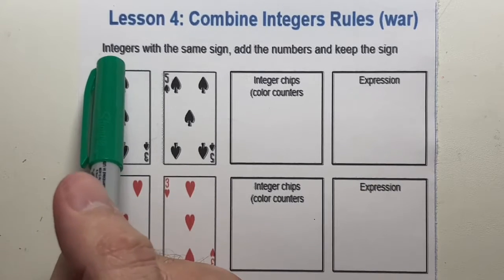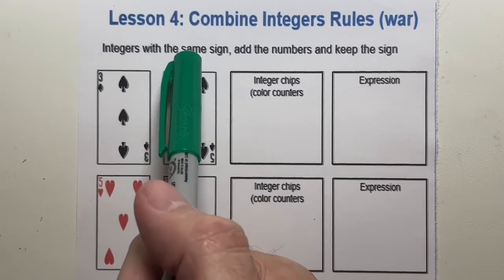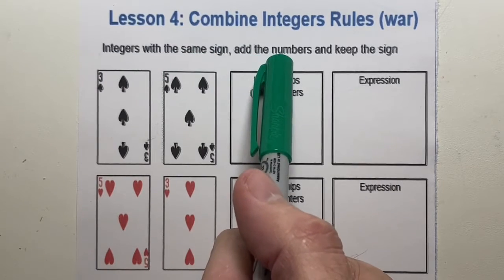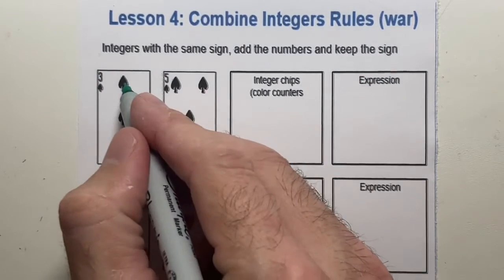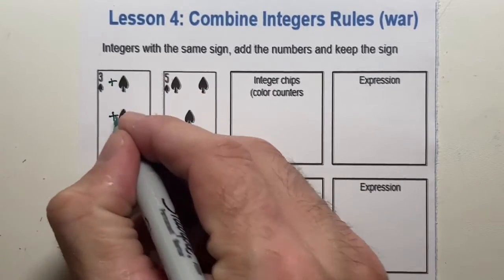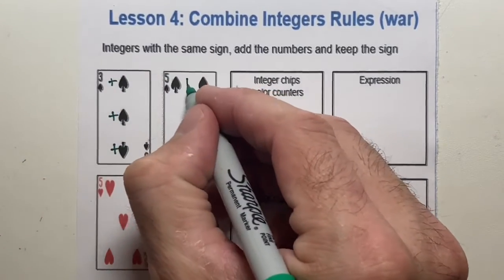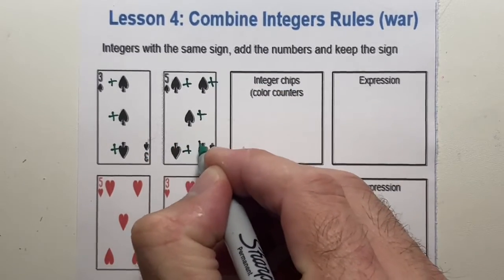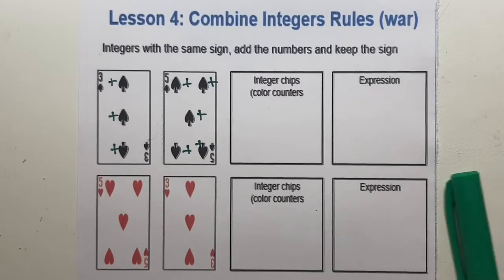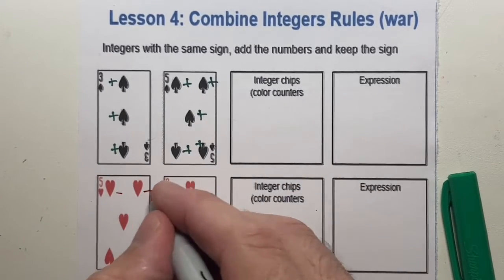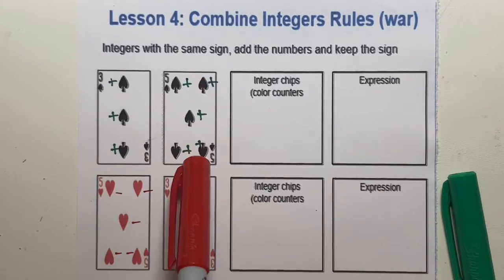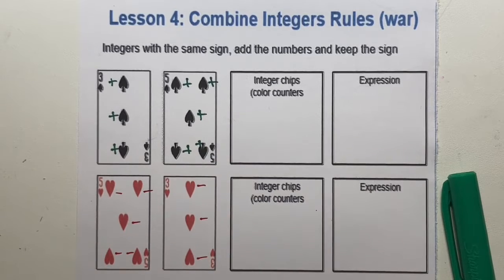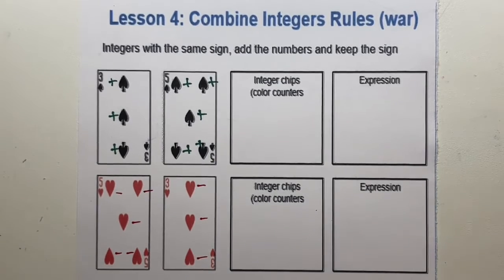So when we add integers or we combine them, when we have the same sign of integers, we're going to add the numbers, for example 3 and 5, and then keep the sign. So these are positives. We're going to treat the black suit as positives and the red suits as negatives, so the hearts. So we have 3 positives, 5 positives, 5 negatives, and 3 negatives. So we're going to start learning how to combine integers when we have positives and negatives together.